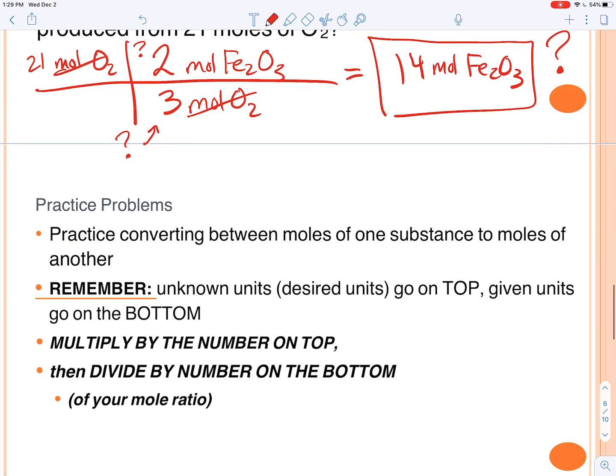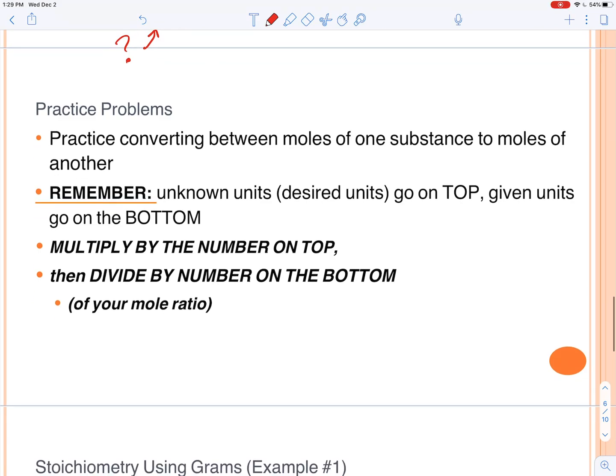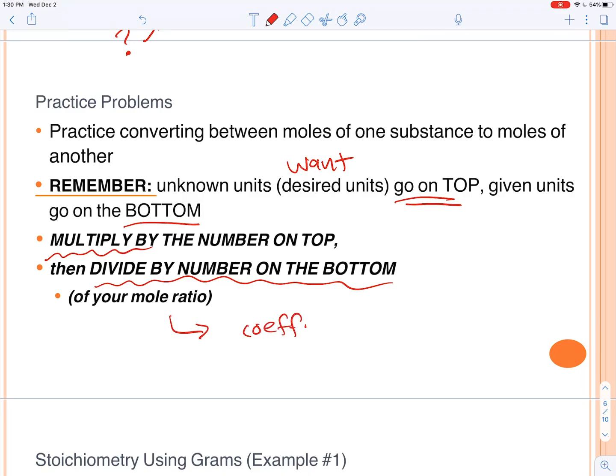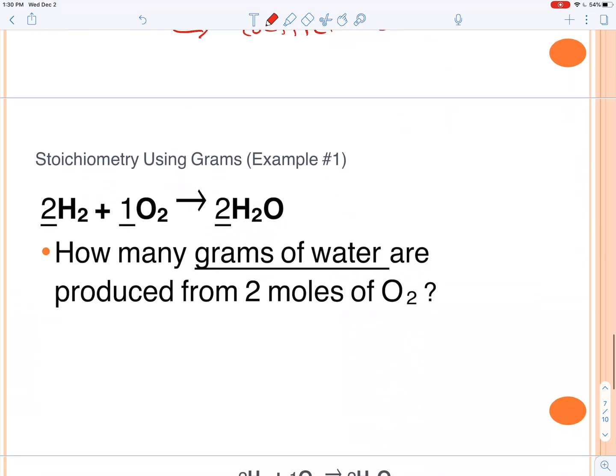Awesome, let's move on. You're gonna have a few practice problems using a different chemical equation. So here are some pointers as you do those problems. Remember that your unknown units, the units that you want, or the chemical you want, goes on top. The chemical that you start with goes on the bottom. Mathematically, you want to multiply by the number on top and then divide by the number on the bottom. Okay? So remember, the mole ratio comes from the coefficients. So look out for those coefficients.